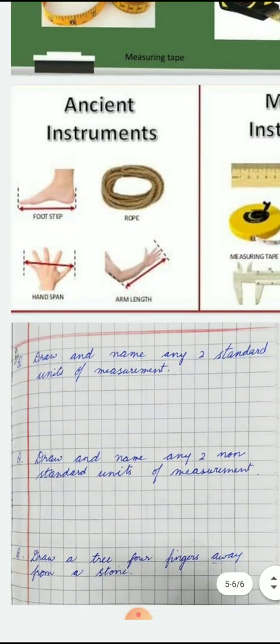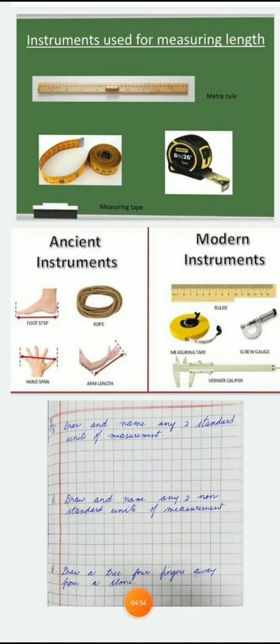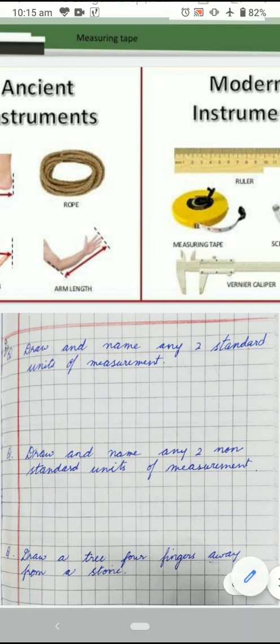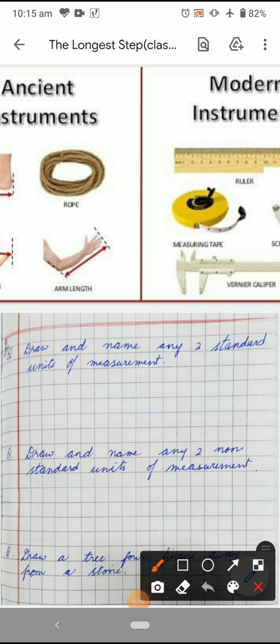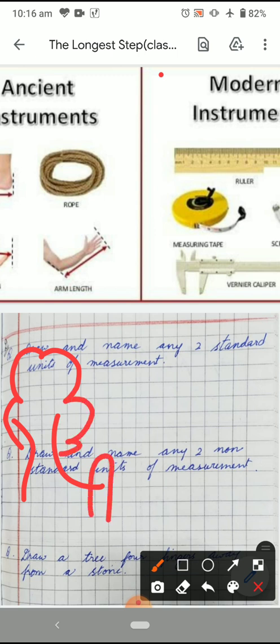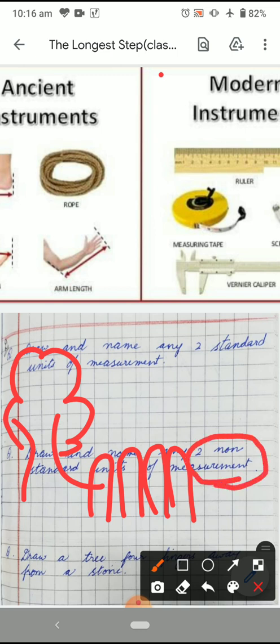Now there is a little new question, a different one. I will show how to draw this. The question is, draw a tree 4 fingers away from a stone. Whatever I am drawing is just an example so that you can see. You draw it with the help of your finger. Suppose you draw a tree. Now you put 1 finger, 2 fingers, 3 fingers, 4 fingers. So draw a tree 4 fingers away from a stone. So here you can draw a stone. This is a stone.